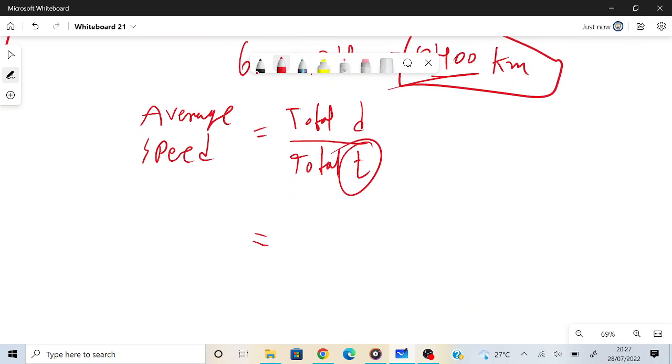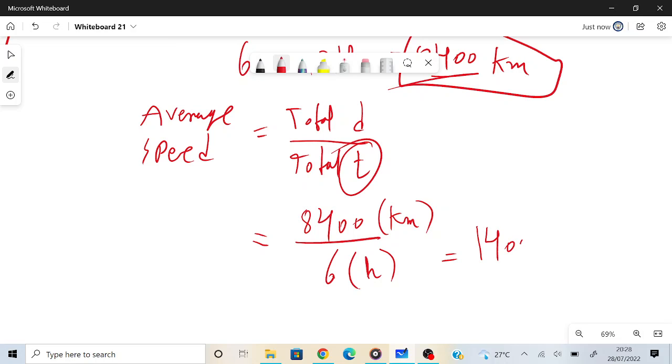So substituting the information, we have 8,400 divided by 6, this in kilometers and this in hours. And then doing this, you should get 1,400. Let me just confirm that with the calculator.